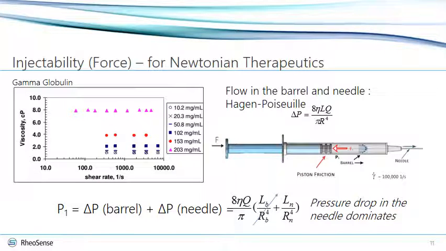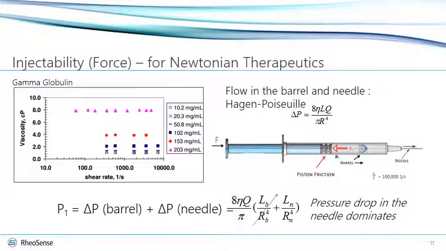For a Newtonian fluid, as in the example shown in this figure, viscosity is going to be independent of shear rate. For this kind of fluid, the flow inside the barrel and the needle is going to be described by the Hagen-Poiseuille solution to the fluid conservation of momentum. The resulting pressure drop in a circular tube is going to be given by this expression. We will have two components. First, the pressure drop in the barrel, and second, the pressure drop in the needle.